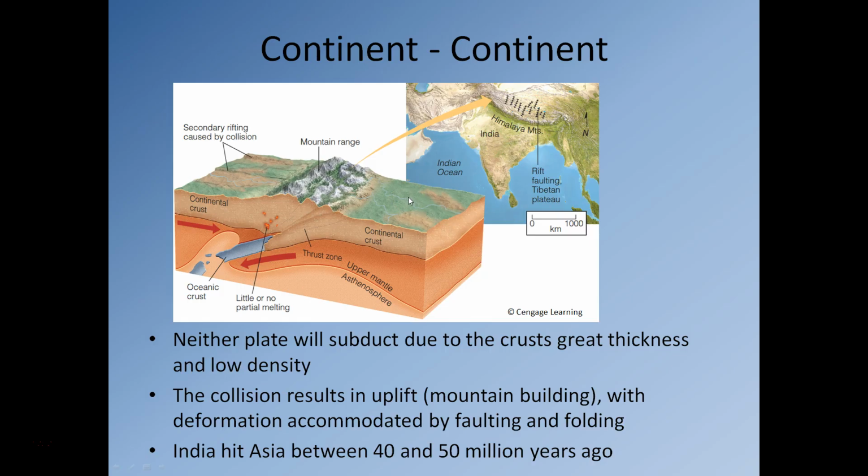Alright, so let's start off with the most straightforward version first: continent-continent collisions. When you have two pieces of continental crust bang into each other, of course neither piece will want to subduct, so all they can do is just run head-on into each other, producing a very large mountain range. The classic example of that is India. At the moment, India is moving northwards. Approximately 40 to 50 million years ago, it started crashing into Asia, and that resulted in the formation of the Himalayan mountains.